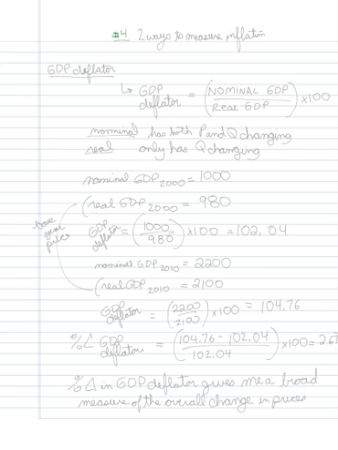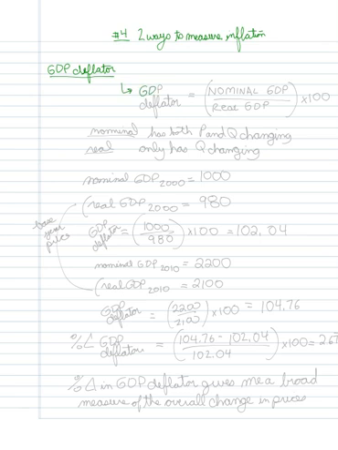There are essentially two major ways to measure inflation. The first one is one you actually already know a little bit about, so let's talk about that one first. And that's the GDP deflator.